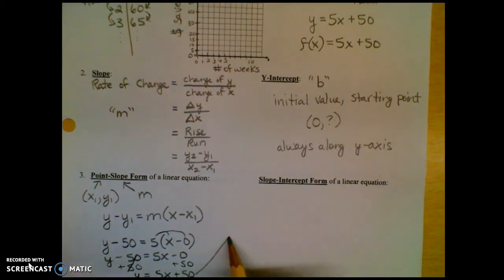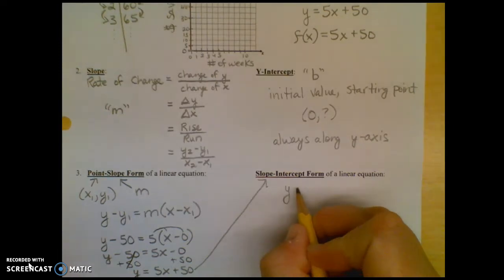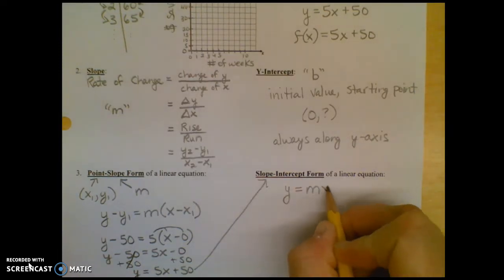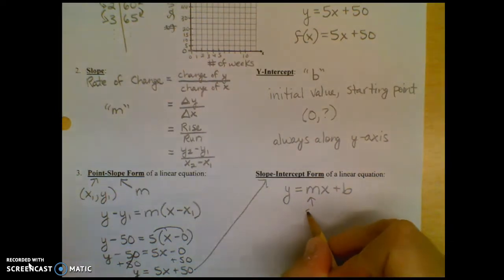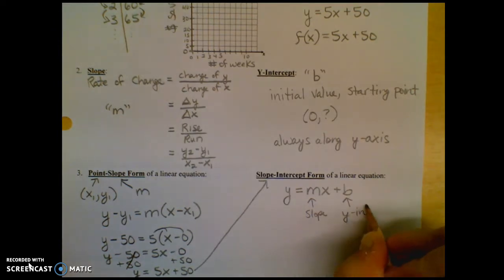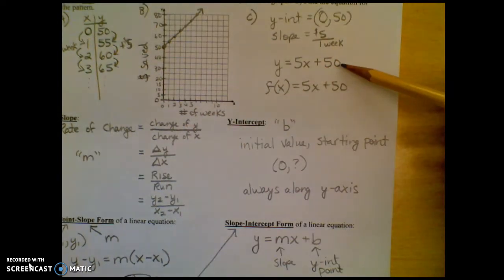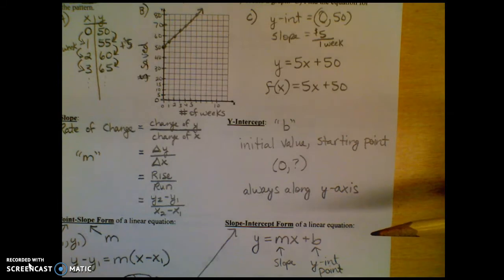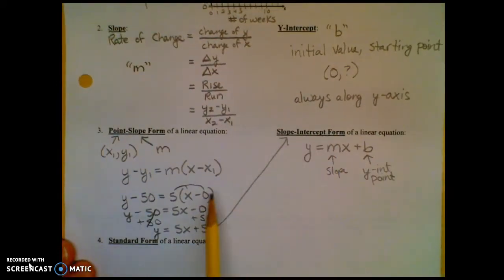And this form is slope-intercept, which is, of course, y equals mx plus b. In order to write this form, you need to know the slope, and you need to know the y-intercept point. Just like we did up here, we knew the slope, we knew the y-intercept, so we can just substitute those in. And of course, like I just said, you can get this form from any point and a slope.